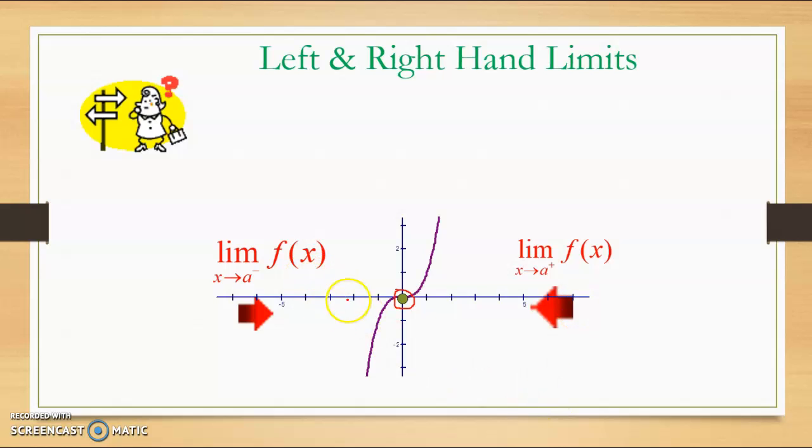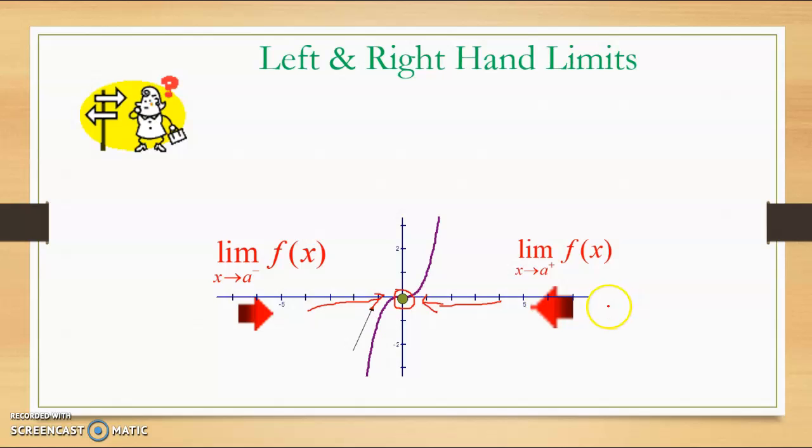We have two notations. For f of x, the limit as x goes to a minus means the value approaches 0 from the left. The same for the right limit: you have to approach 0 from the right, and we use the notation plus. The minus on top means left, and the plus on top means right.